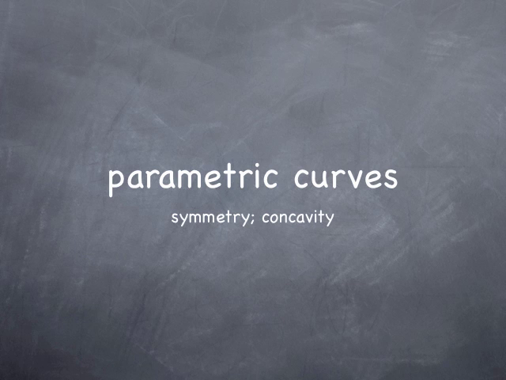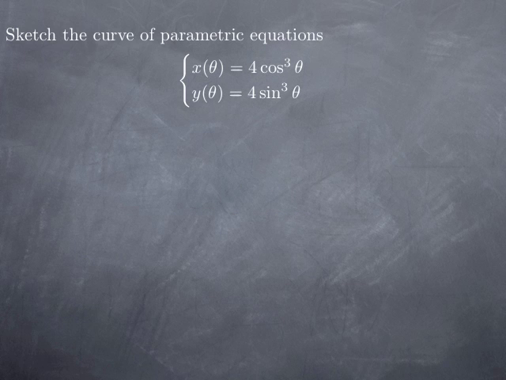Continuing our study of parametric curves, we're going to take a look at symmetry and concavity for parametric curves. And to do that, rather than doing something formal and general, we're just going to introduce this on an example. So let's say we want to sketch the parametric curve of equations x of theta is 4 cosine cube of theta and y of theta is 4 sine cube of theta.